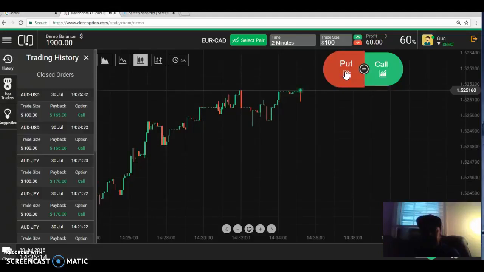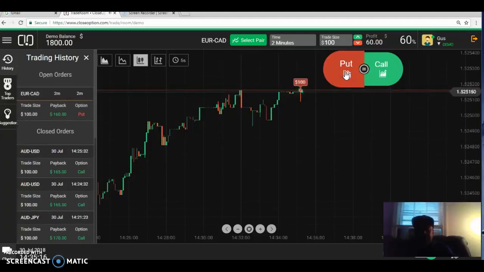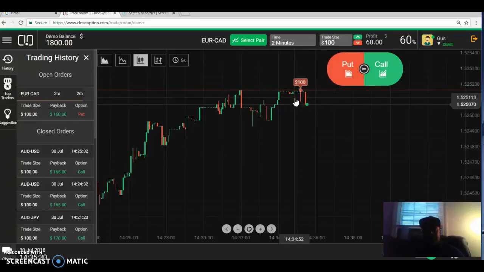All right, boom. I'm going to go ahead and hit a put trade here because it wanted to go back downwards, and we're going to monitor this trade. I hit a put trade for $100, and let's see how it goes. Okay, it's starting out okay. It's managed to push downward, which I predicted, based on this level of resistance here. So we're going to sit back and wait for this 2-minute option to expire.